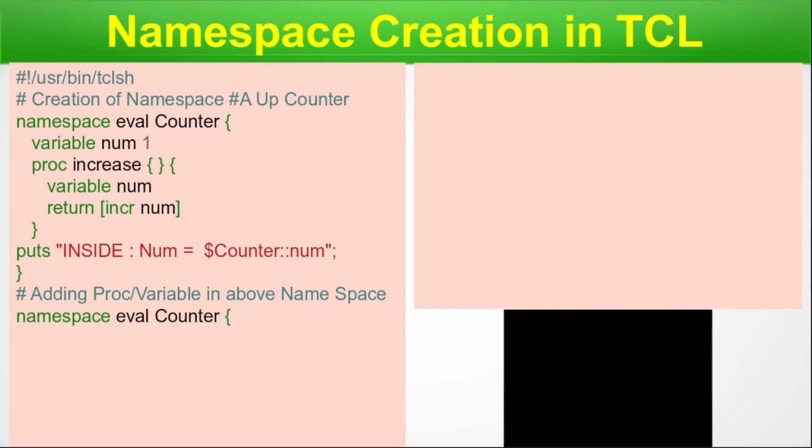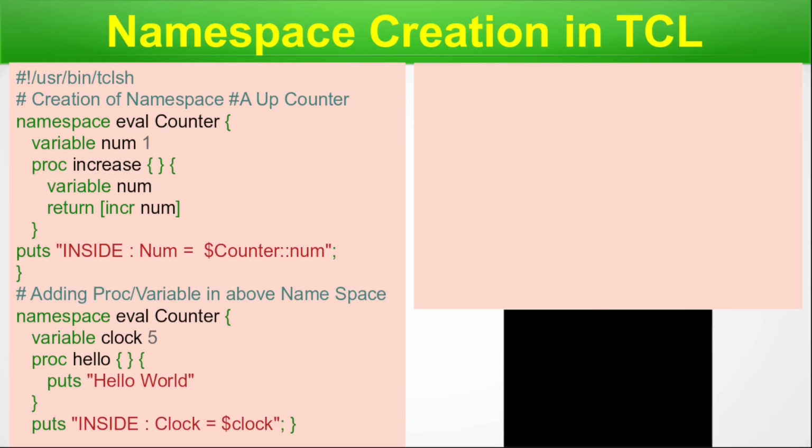So let us see. We write again namespace eval counter in the same way, and we write variable clock, and we set a value 5, and then we write a proc hello, and the argument is blank here, as in the increase, and we start the writing. Here puts hello world, and we close the proc. It's a simple proc. It's a hello world giving output on the screen. And here we again put a puts command inside, that is clock is equal to $clock. So this will answer your curiosity about where the print is coming from. So here in a later part of the code, we again added some more function and variable. So we're done with these particular code lines, and let's add some more lines.